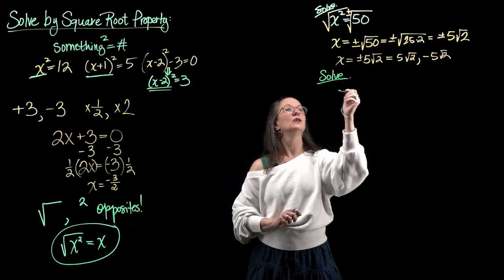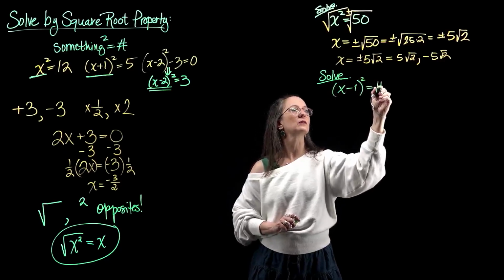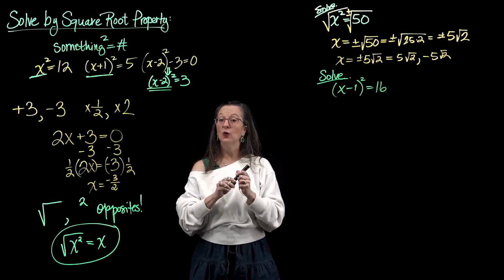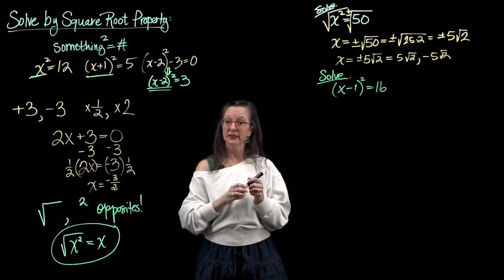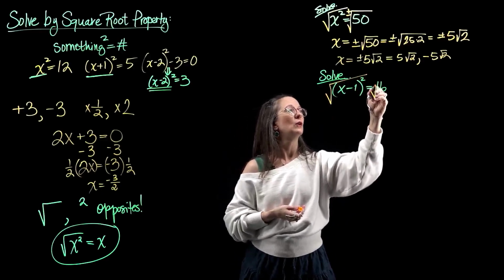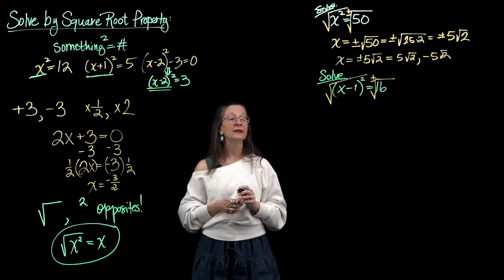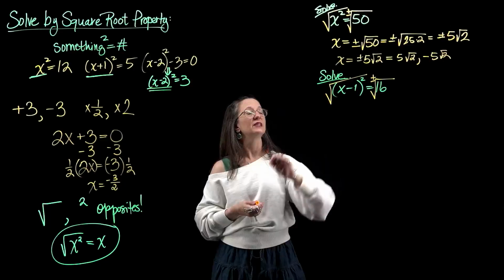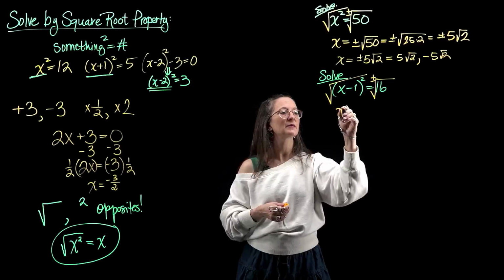All right, let's do x minus 1 squared equals 16. Okay, so I have something squared on one side, number on the other. I'm going to take the square root of both sides. So I'm going to write my square root of both sides, and I'm going to immediately add that plus and minus so I don't forget it. On the left-hand side, the square root of x minus 1 squared is just going to be x minus 1.